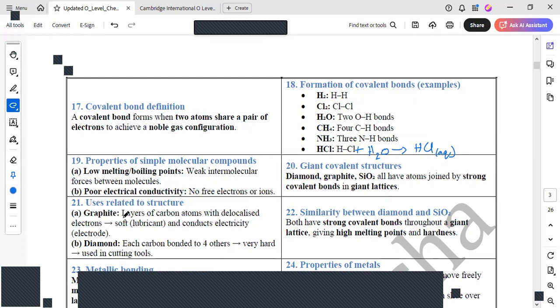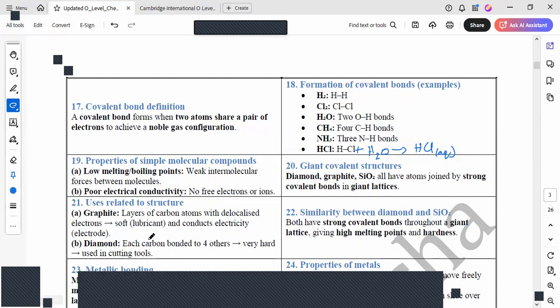In graphite, layers of carbon atoms with delocalized electrons are present. These delocalized electrons conduct electricity and help the layers slide over each other. So graphite is used as a lubricant because it is soft, and because it conducts electricity it is used as an electrode in electrolysis.